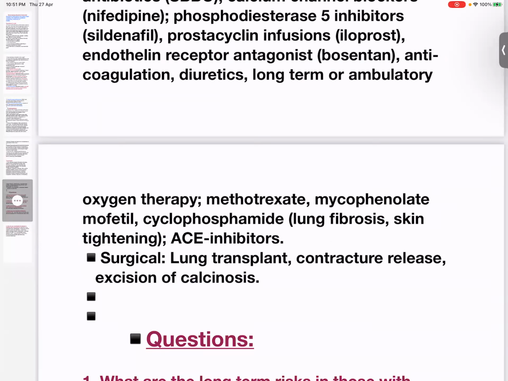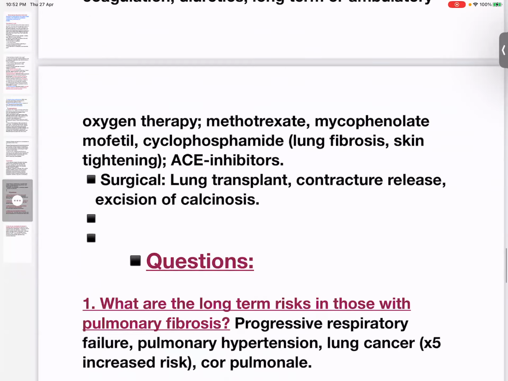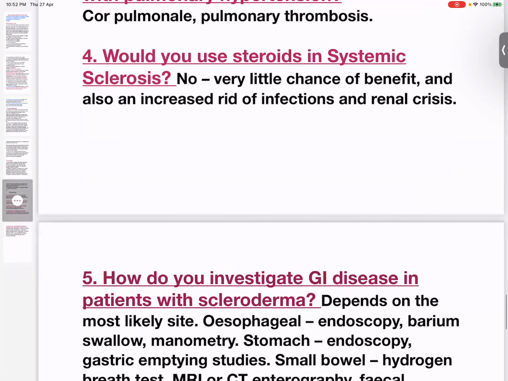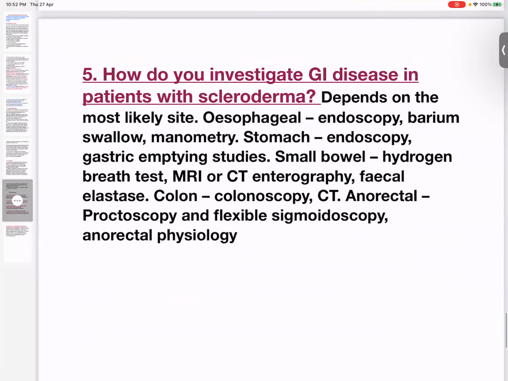Methotrexate, the problem is it increases the pulmonary fibrosis. That's why it's better to be avoided. What is the mainstay? Mycophenolate mofetil and cyclophosphamide. This is the mainstay treatment, along with treatment of complications: high blood pressure, renal impairment, pulmonary fibrosis, pulmonary hypertension, cor pulmonale, and right-sided heart failure.